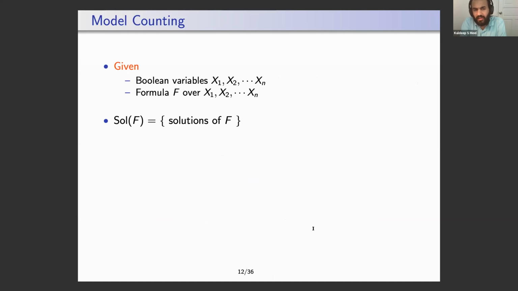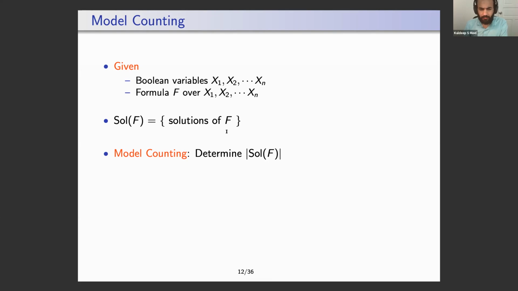So initially we had a set of variables and a formula over these variables. Let me introduce a little bit of notation. Let's say Sol(F) is the set of solutions of this formula. The problem of satisfiability was to ask, is there a satisfying assignment? So is there an assignment to these variables such that it satisfies the formula? Or in other words, is this set empty or non-empty? Now we can start talking about properties of this set. So we can ask, how many elements are in this set? So the problem of model counting is to determine the cardinality of Sol(F).